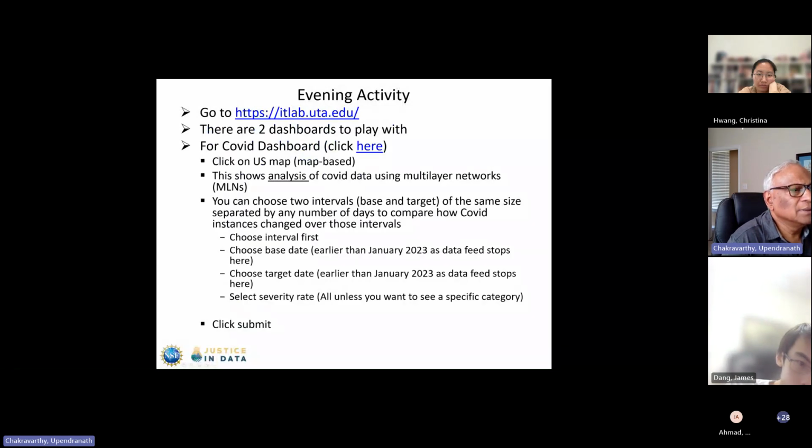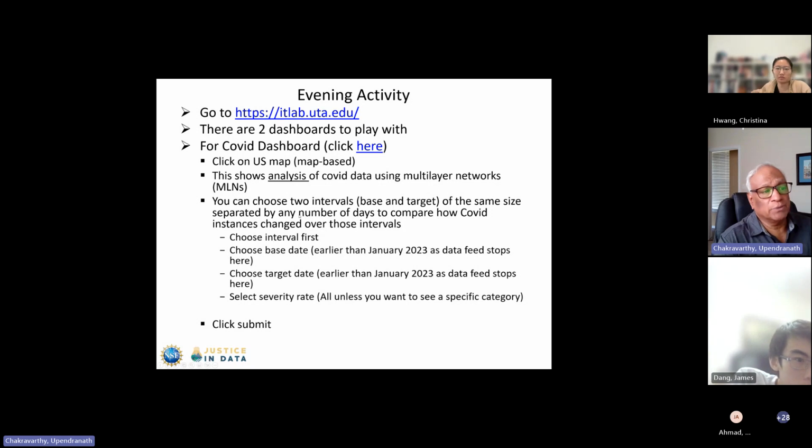Okay, evening activity. Go to this URL. There are 2 dashboards to play with. For the COVID dashboard, click here. That is the one which has 2 components. Click on the US map. That is the one we are looking at. This shows analysis of COVID data using multi-layer networks and multiple data sources.